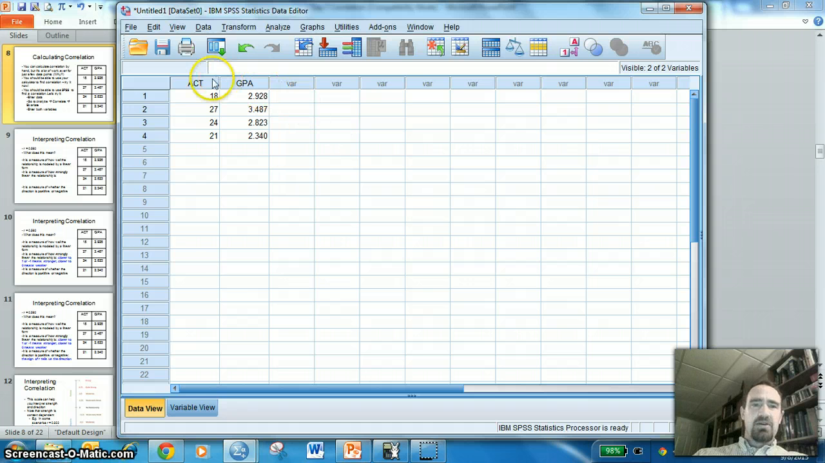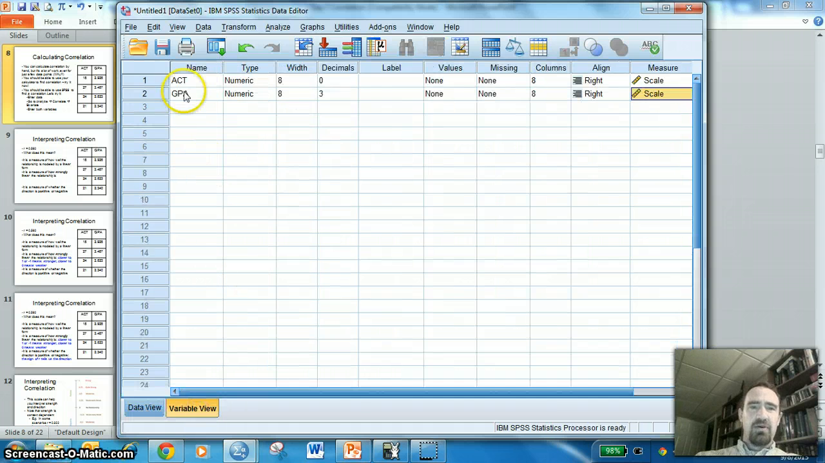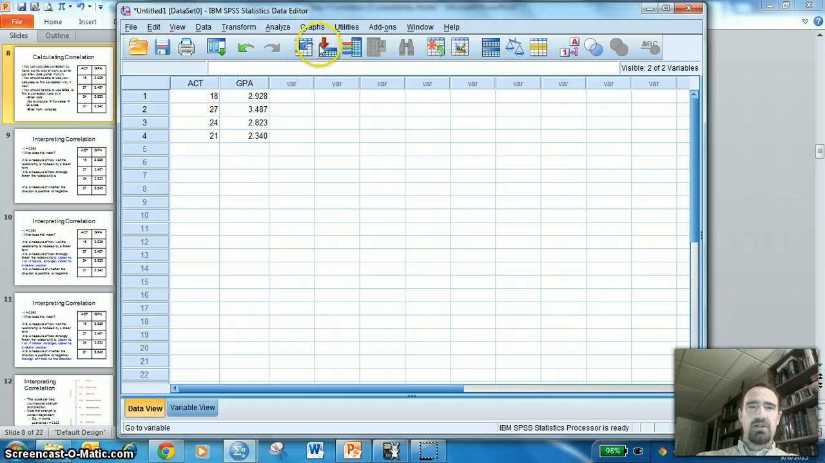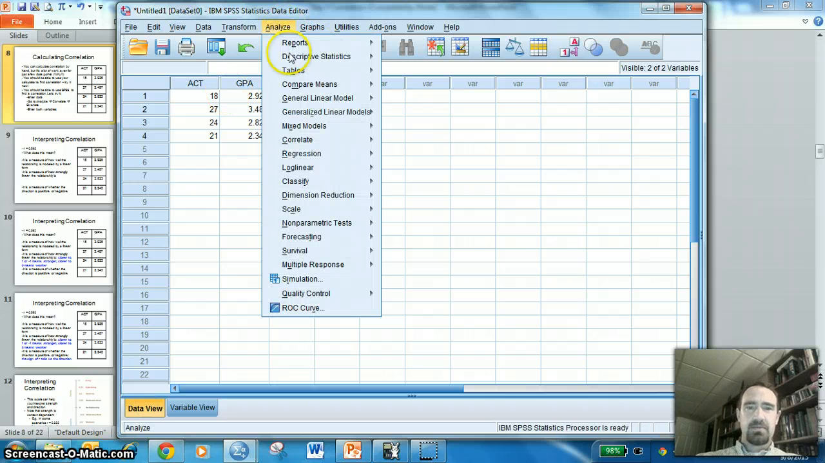Once you have them entered, you can go to variable view and make sure you name them, and for sure make sure the measure is set to scale. What you'll want to do is go to Analyze, Correlate, and Bivariate is what we want. Bivariate, two variables, and we're interested in the correlation between two variables. So Analyze, Correlate, Bivariate.